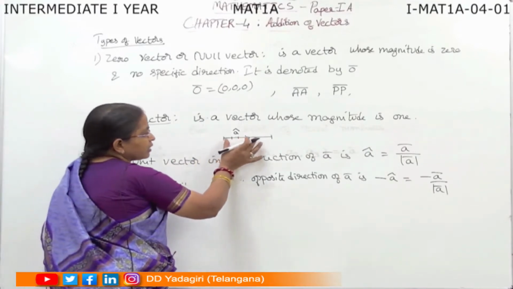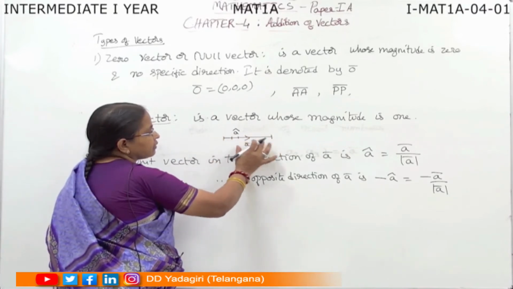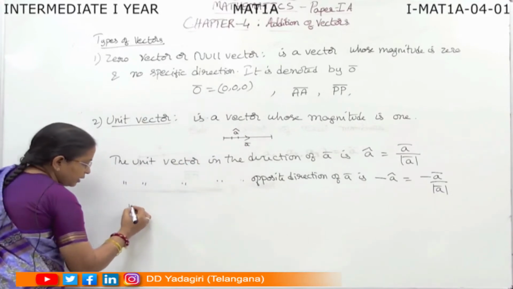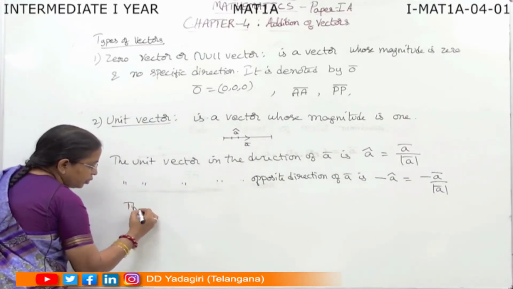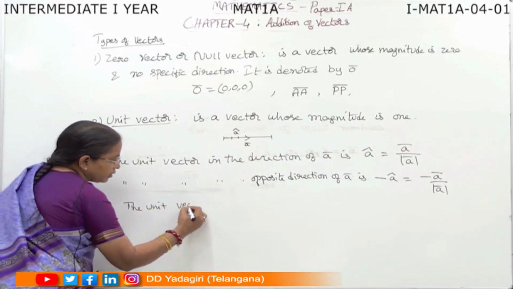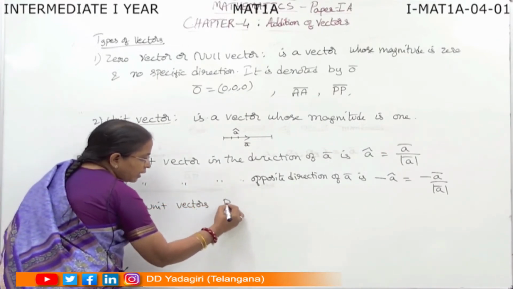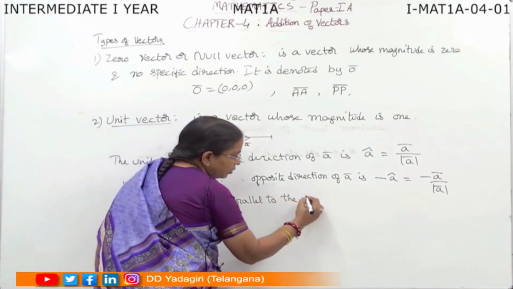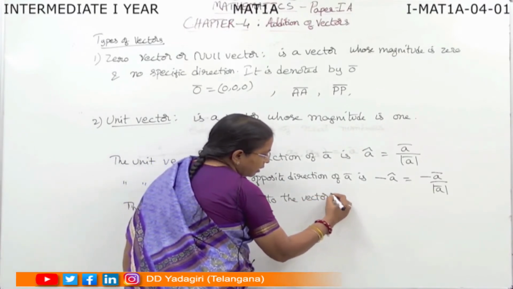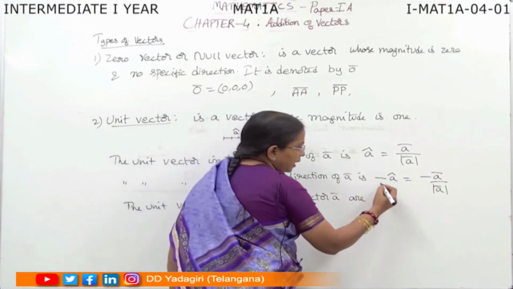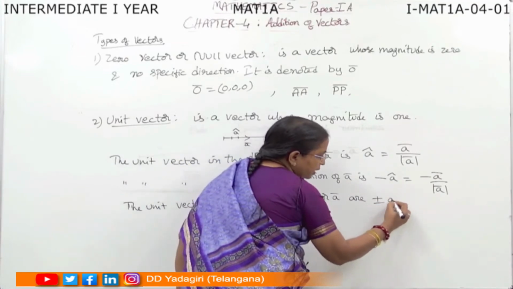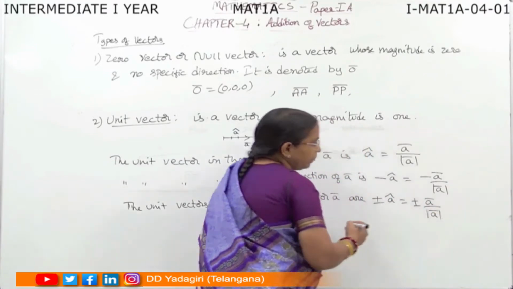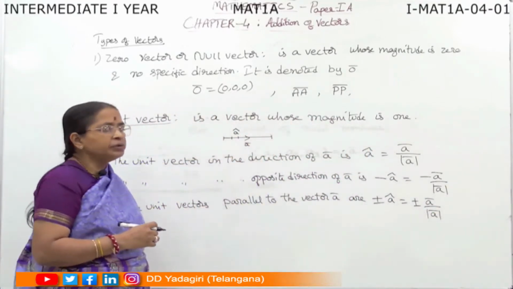Now unit vectors which are parallel to this vector A are A cap and also minus A cap. So we write the unit vectors parallel to the vector A are both A cap and minus A cap, or plus or minus A cap, that is plus or minus A by mod A. Okay, so this is about the unit vectors.